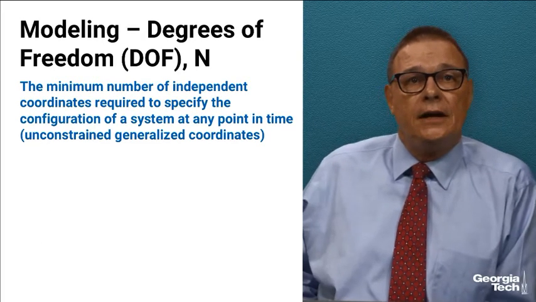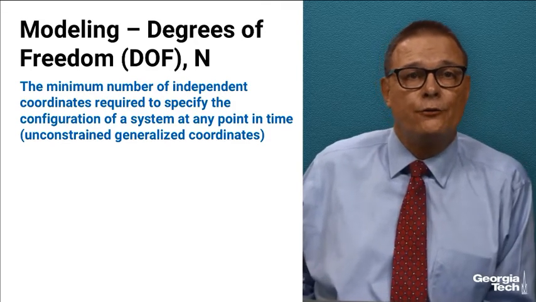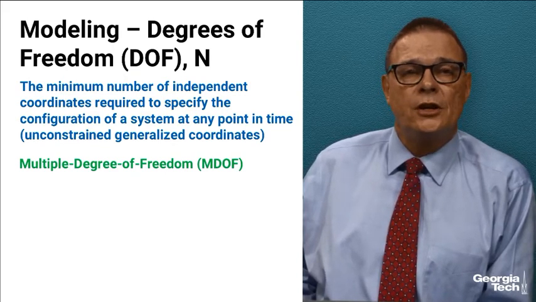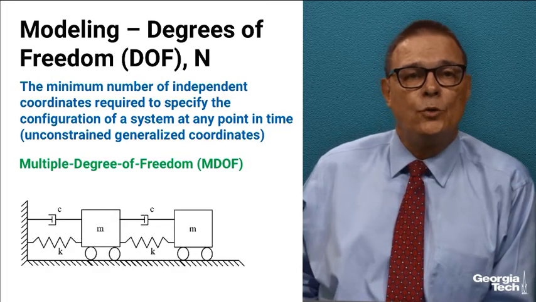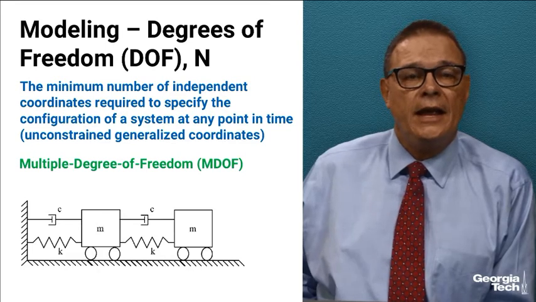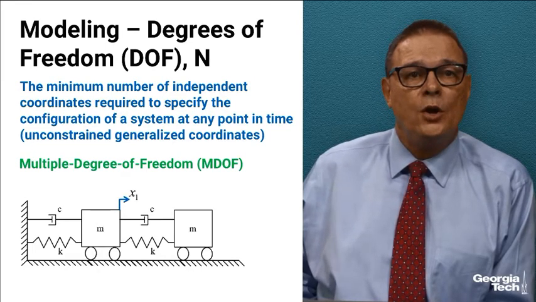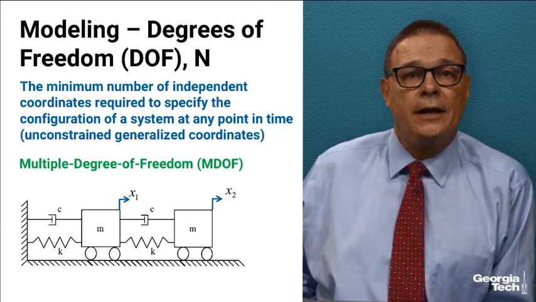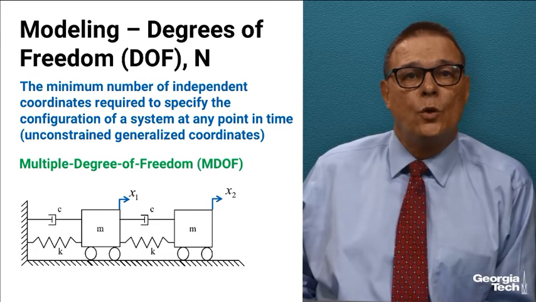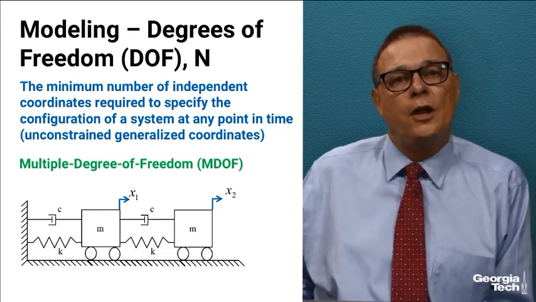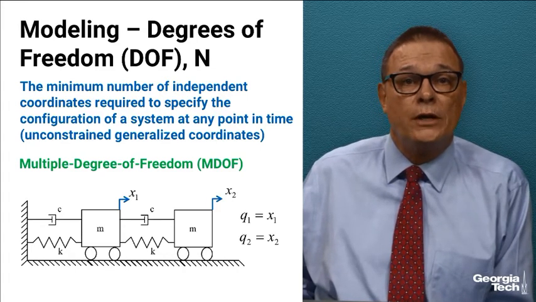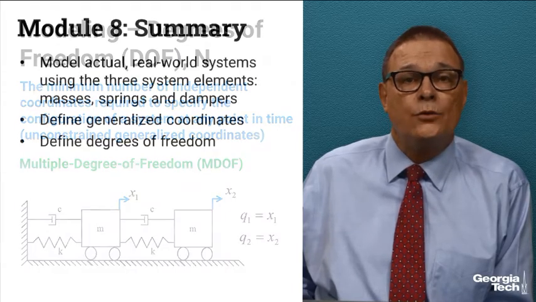Finally, let's look at one more system for degrees of freedom. We're going to study multiple degrees of freedom in a later course. And so we're not just going to come up with a single unconstrained generalized coordinate for a single degree of freedom system. Here's an example. We have two masses, two dampers, two springs. And to completely describe the motion of this system, we need the displacement, velocity, and acceleration of the mass on the left and the same for the x2 generalized coordinate. And so this would be a 2 degree of freedom system. Q1 equals x1 and Q2 equals x2.